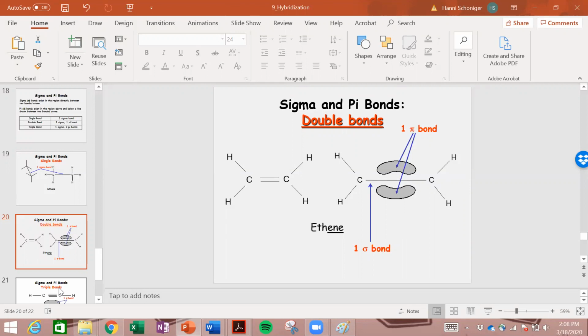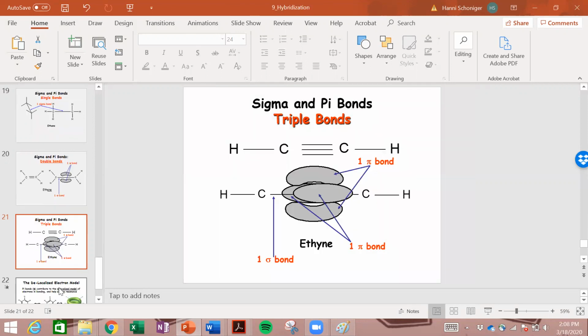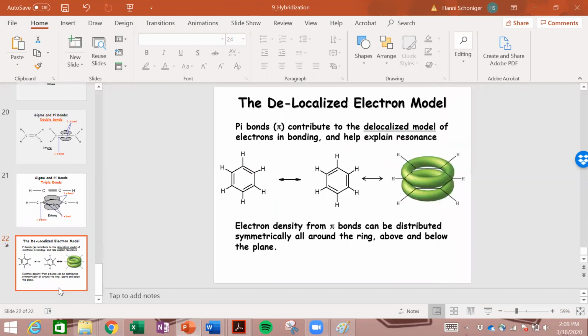So this is C2H4. And if we look at C2H2, that's a triple bond, and it's going to be that region in between, still that sigma bond, and then there's that one pi bond above and below, and the other pi bond is to the side. And that's just where the electrons like to be; it's the delocalized electron model.